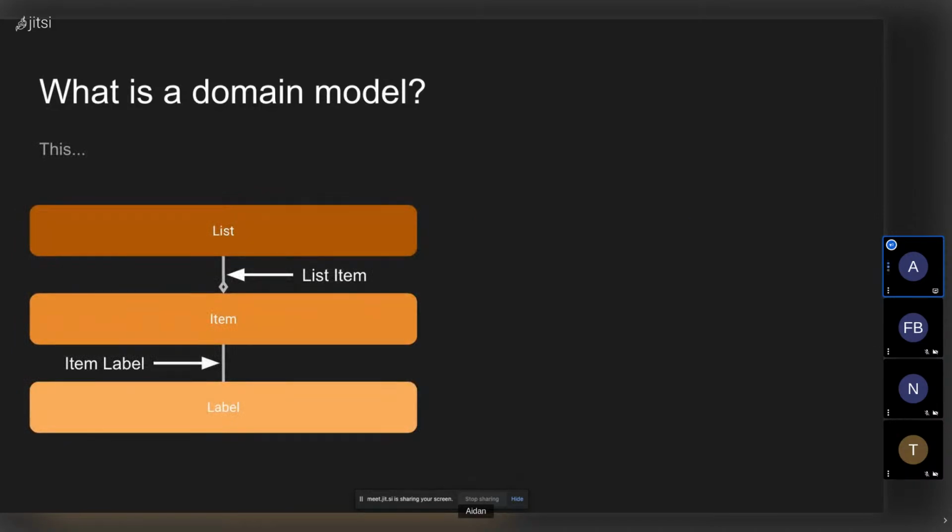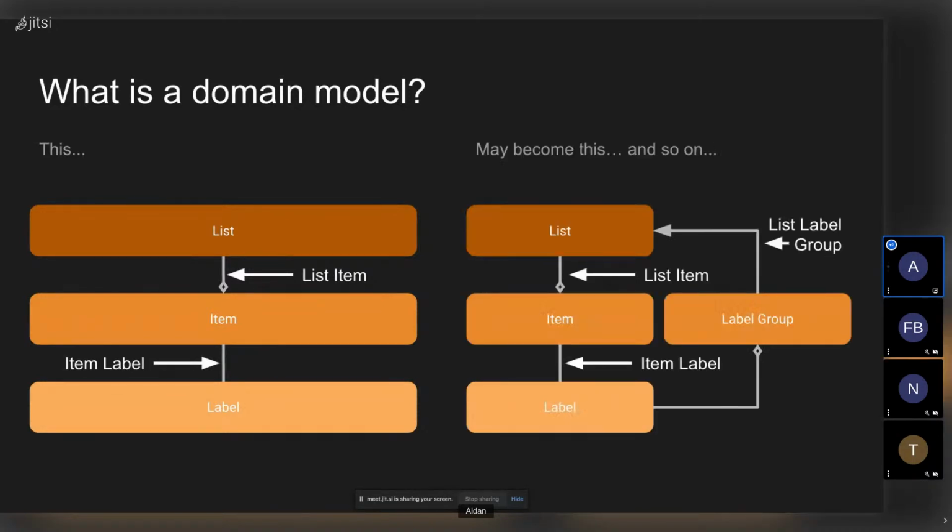So for example, back to this to-do concept, before we had these three main objects and two relationships. So what if we decided that our users really wanted specific groups of labels to apply to a list? Well, then we might add the concept of a label group. And that would come with the new concept of a list label group.